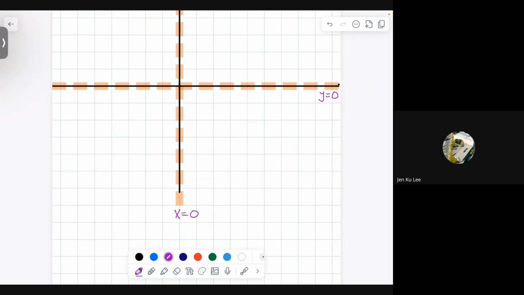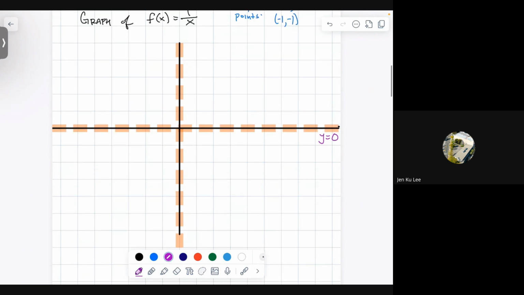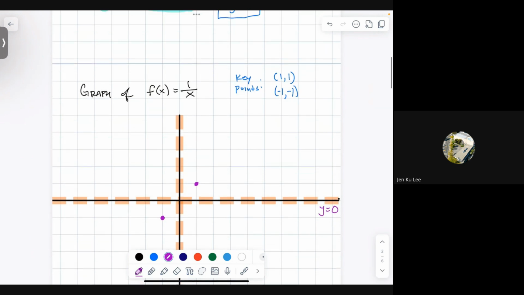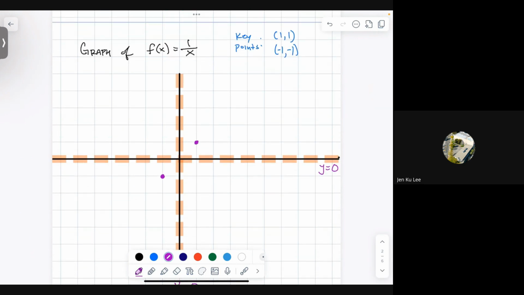All right? And I'm going to graph 1, comma 1, which is right here, and negative 1, comma negative 1, which is right here. You don't need these key points, but I'm going to show you this in the first one because I want you guys to understand where the curve is, right, of this graph.